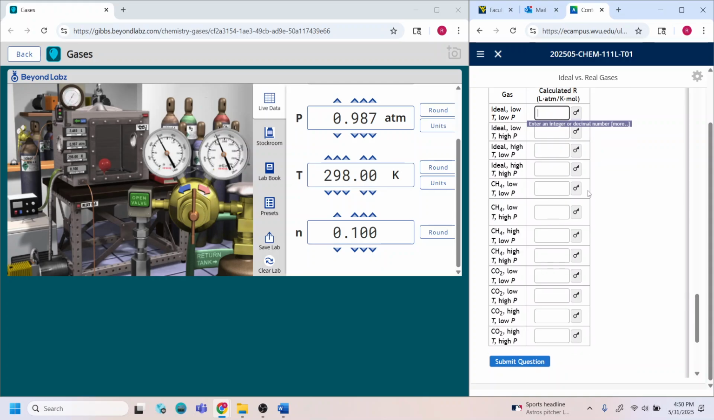The R for the ideal gas is going to be the same. For real gases, the R is going to be different than that of the ideal gas. It's just going to vary significantly.